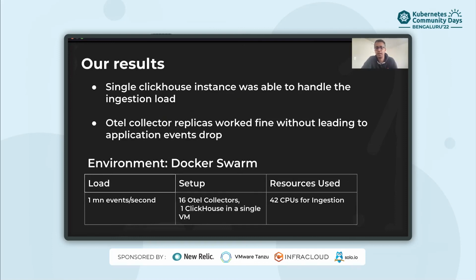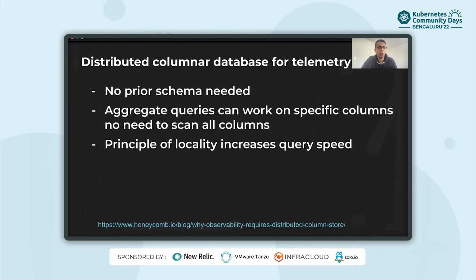But even this result seems very interesting to us, that it was able to handle 1 million events per second without any issues, right? And the last point: one of the questions many people had was why did you choose to use a columnar database? To us, a columnar database makes natural sense for observability because you can add as many rows and attributes as you want, and there's no prior schema which is needed.